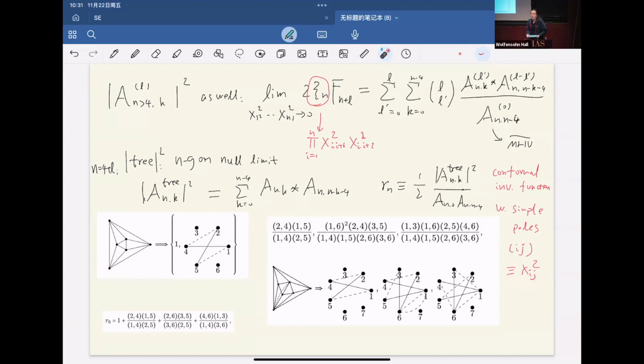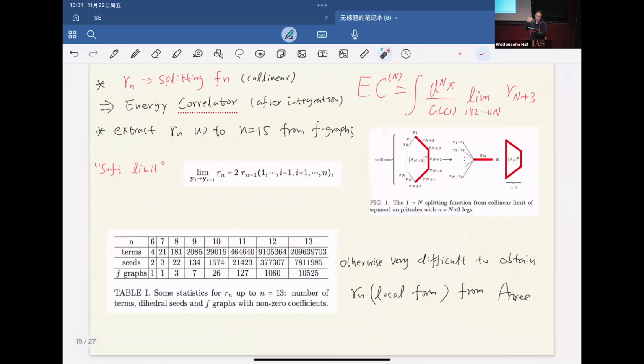This function is actually much simpler than tree amplitudes, because the tree amplitude depends on Grassmann variables and so on. Once you square it, you're just dealing with some very nice conformal invariant functions of xij squared. A challenge, I think, is how to compute this function of xij squared to all multiplicities. Right now we can get it up to 15 points because we have F graphs up to 15 points. But I think this is not the best way to do it. There should be some other way, for example from geometry.